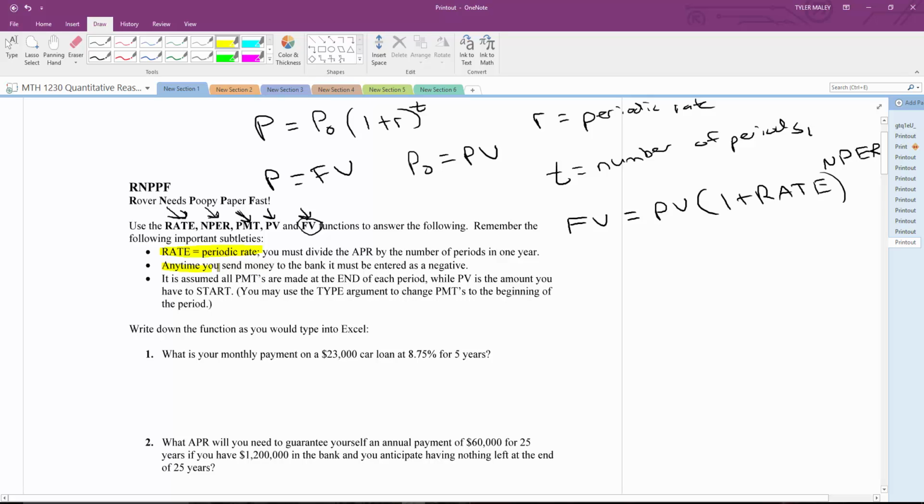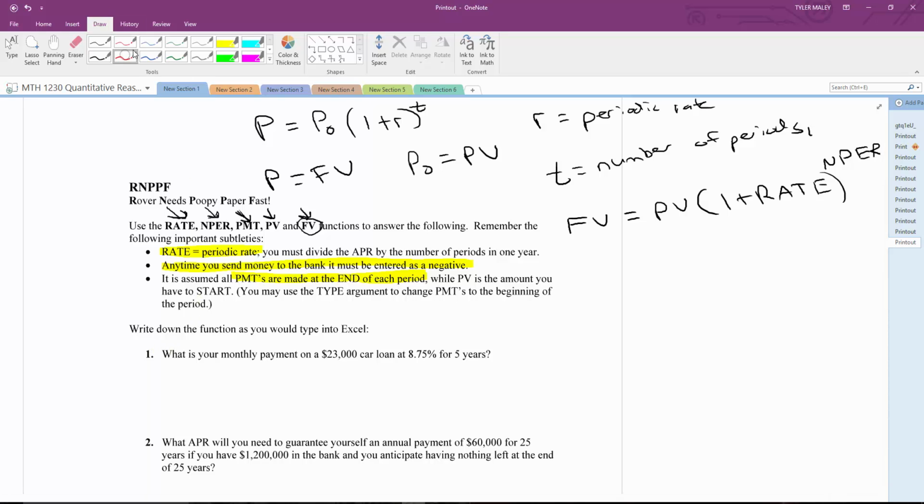Also, this might be a little difficult to think about, but we have to think about whether my money should be positive or negative. Anytime that we're going to send money to the bank, we consider that a negative. And also we need to assume that all payments are made at the end of each period. So those are some key things when working with Excel. So we want to write down the function as we would type in Excel.